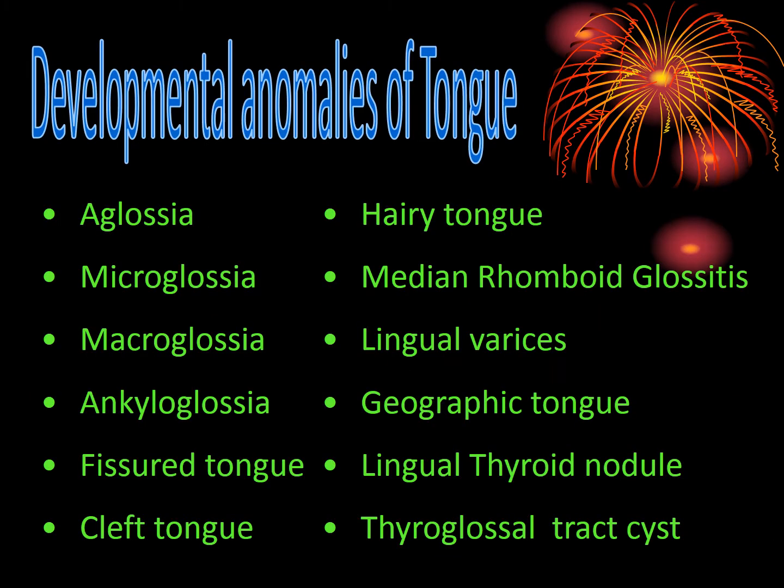So, what are the developmental anomalies of tongue? The lesions like aglossia, microglossia, macroglossia, ankyloglossia, fissured tongue, cleft tongue, hairy tongue, median rhomboid glossitis, lingual varices, geographic tongue, lingual thyroid nodule, and thyroglossal tract. All these together comprise the developmental anomalies of tongue. We will see a few pictures of these anomalies now.